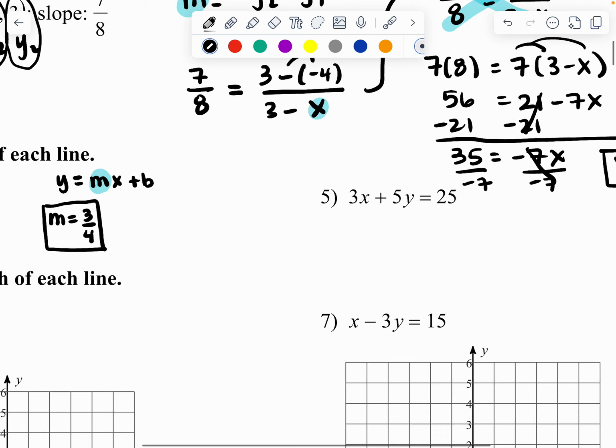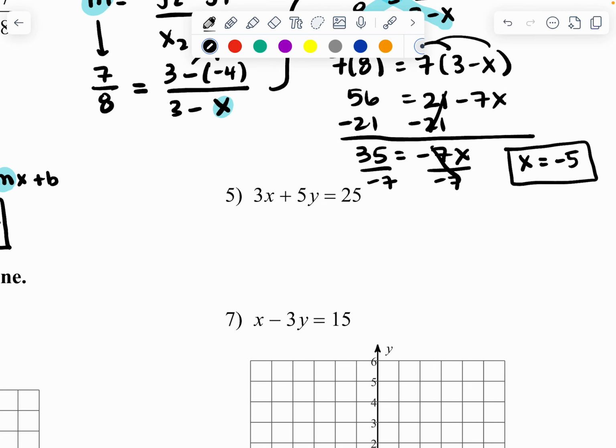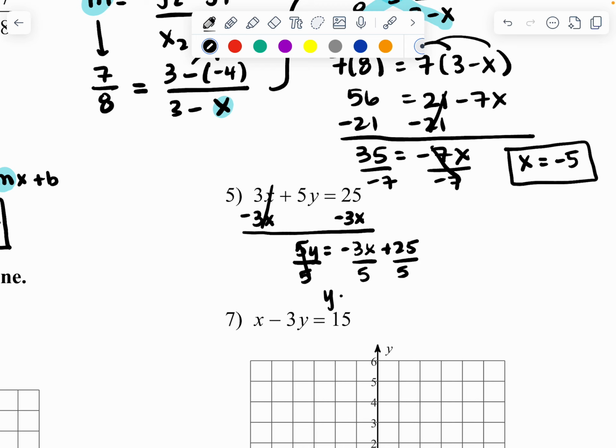All right, let's look at number 5. Okay, in this one, I am not in slope-intercept form, so let's go ahead and put it into y equals mx plus b. So I'm going to have to subtract 3x from both sides, which is going to get me 5y equals negative 3x plus 25. Now look, I could have written 25 minus 3x, but I really want it in mx plus b form, so I'm going to write the x part first. Okay, then to get rid of the 5, I'm going to divide by it. So now I have y equals negative 3/5 x plus, and 25 over 5 is just 5.